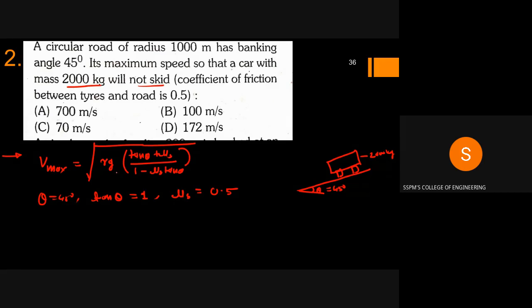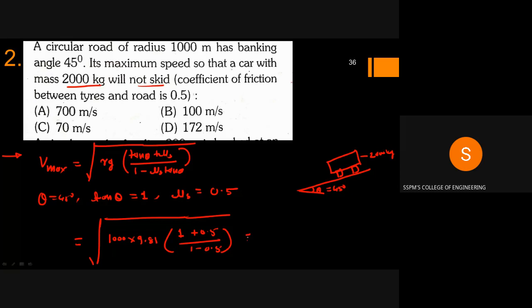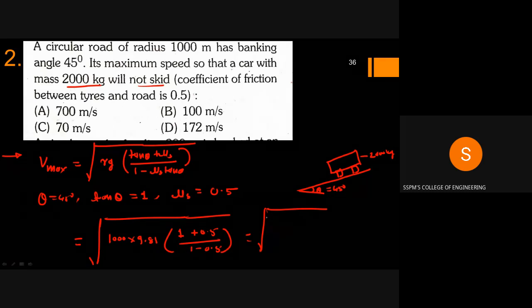R is 1000. So this is 1000 into 9.81, in bracket, tan theta is 1, that is tan 45, plus 0.5 upon 1 minus 0.5. Okay, so this is equal to 1.5 upon 0.5.